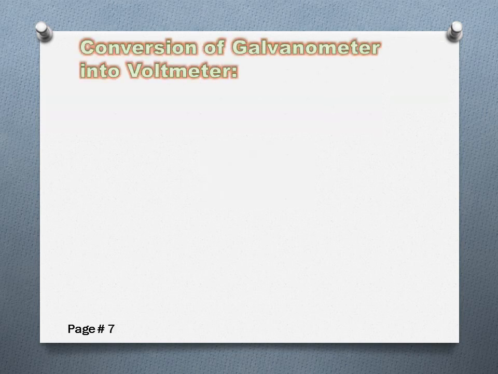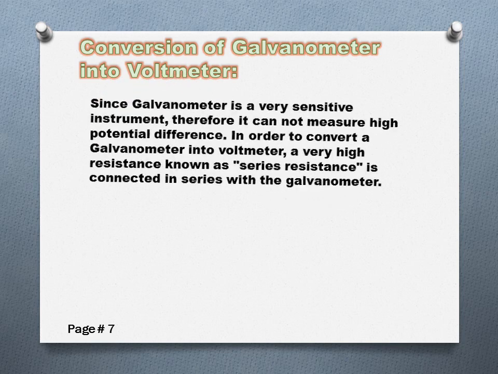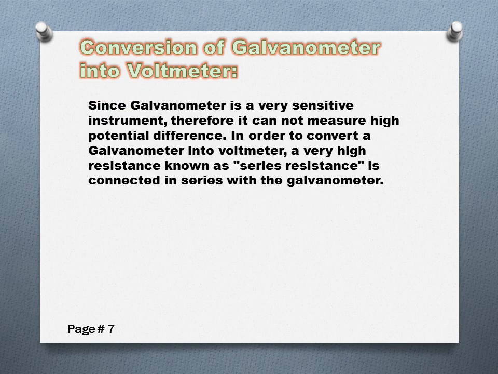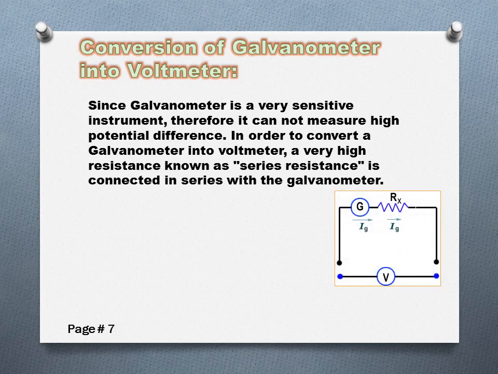Conversion of galvanometer into voltmeter. Since galvanometer is a very sensitive instrument, therefore it cannot measure high potential difference. In order to convert a galvanometer into voltmeter, a very high resistance known as series resistance is connected in series with the galvanometer, which can be shown in the diagram.